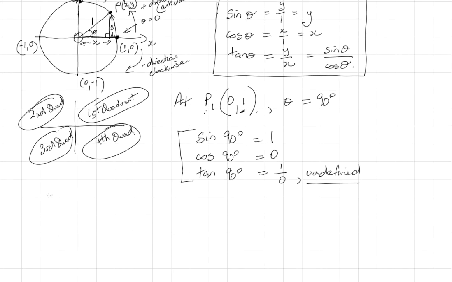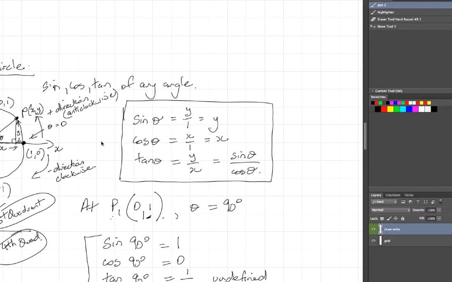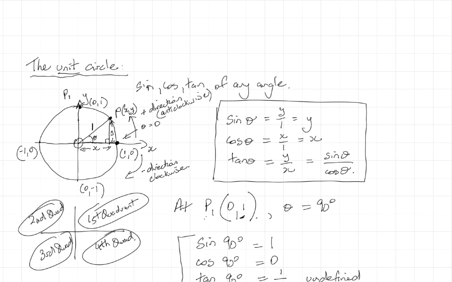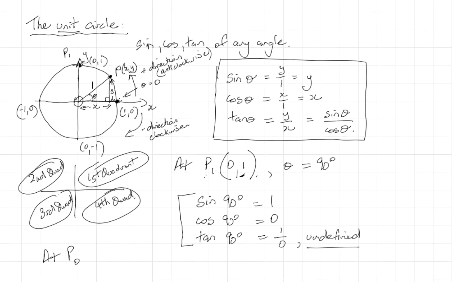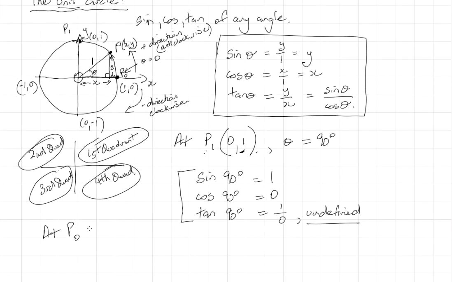If we have a look at P0, P0 is where P started from. Let's move that over a bit more there. There we go. Let's have a look down here. P0 will be here. Go back up to the diagram, P0. And P0 is where x is 1 and y is 0. So P0 has the coordinate (1, 0), and theta is equal to 0.